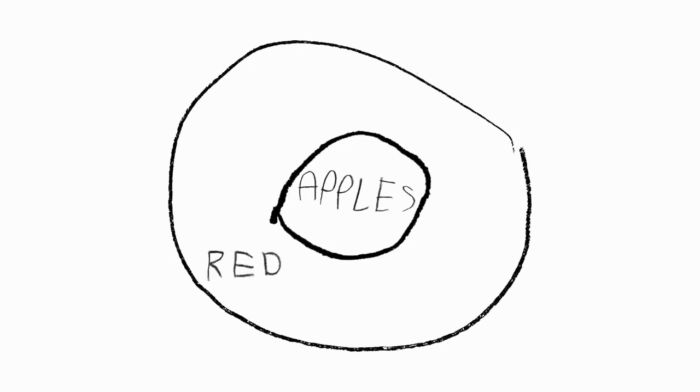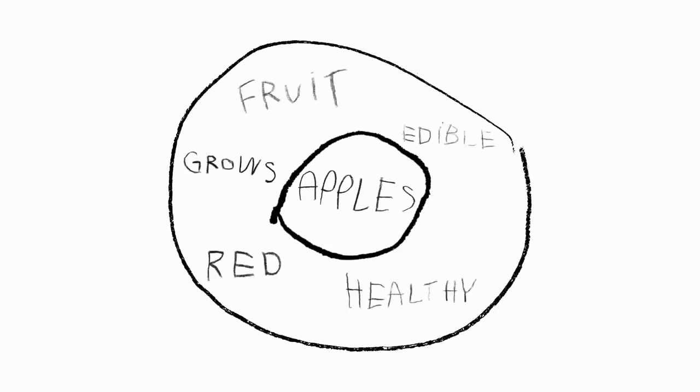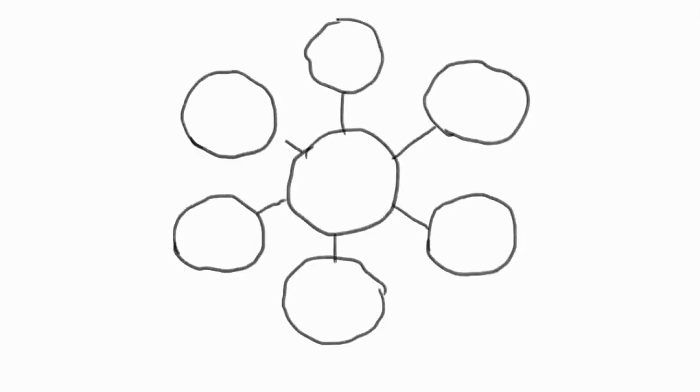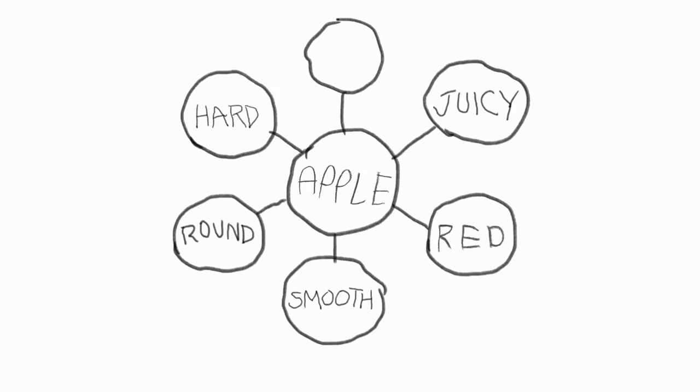Well, it's red, you can eat it, it's good for you, it's fruit, it grows. But then the teacher may ask about the descriptors or qualities of the apple, and the students will learn to use a bubble map to cluster their ideas together. So the apple is juicy, red, round, smooth, and hard.